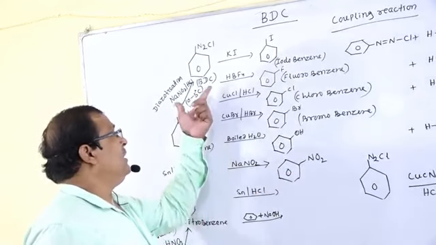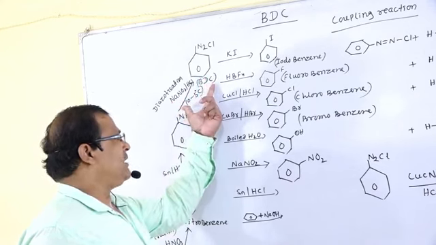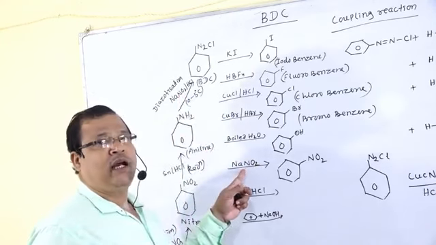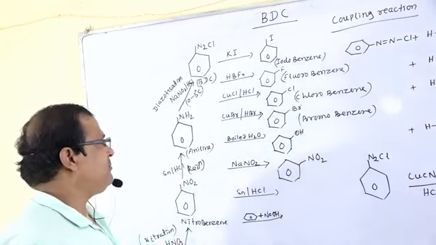Therefore, during the formation of BDC, benzene diazonium chloride, excess use of NaNO2 should be avoided, otherwise there is the formation of nitrobenzene.